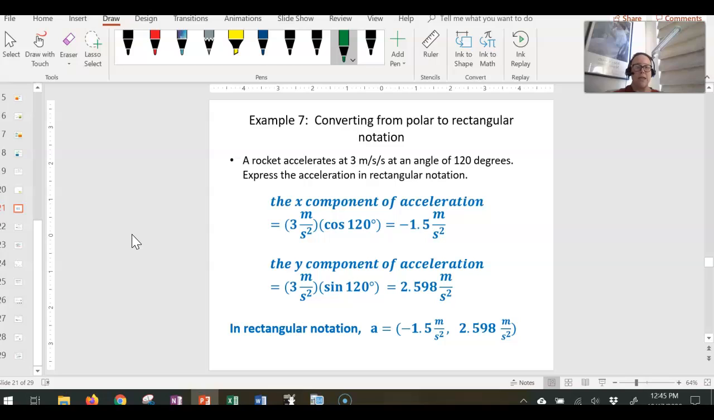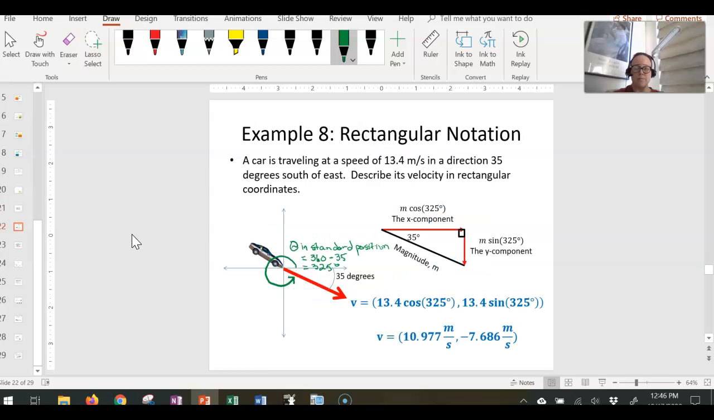components of the vector. The x component would be the magnitude, 3 meters per second squared, multiplied by the cosine of the angle. So we get a negative 1.5 meters per second squared. And then the y component would be the magnitude times the sine of the angle. So we get 2.598. And so in rectangular notation, the acceleration of this rocket is negative 1.5, 2.598 meters per second squared.